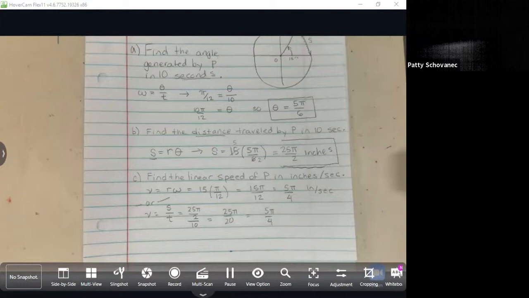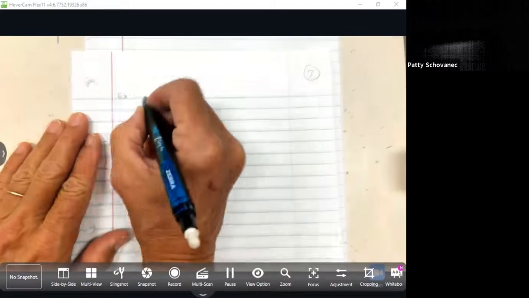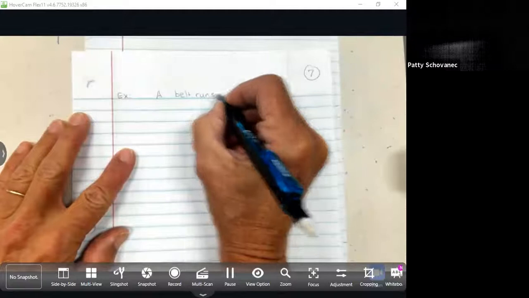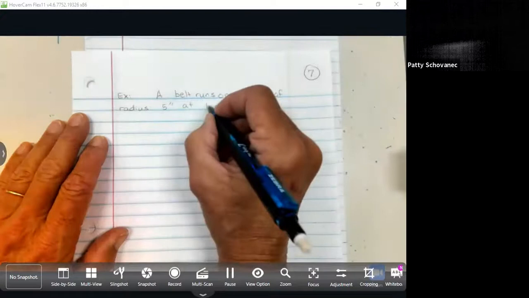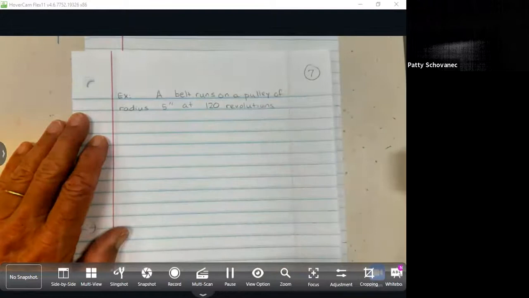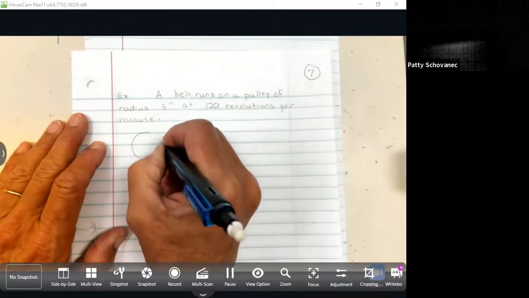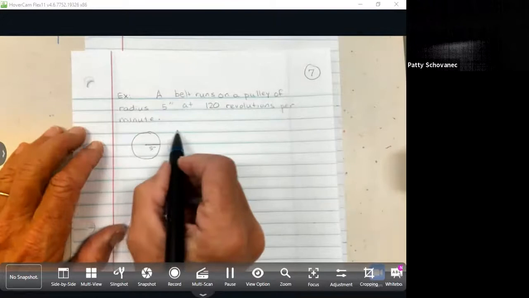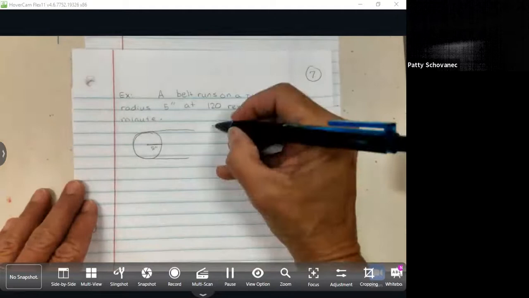Let's put it more in a real situation. A belt runs on a pulley of radius 5 inches at 120 revolutions per minute. So here's the 5 inches of radius. There's our little pulley. And then there's some sort of belt running around this, like that. And it's pulling it between two little pulleys. In part A, I want to determine the angular speed in radians per second.